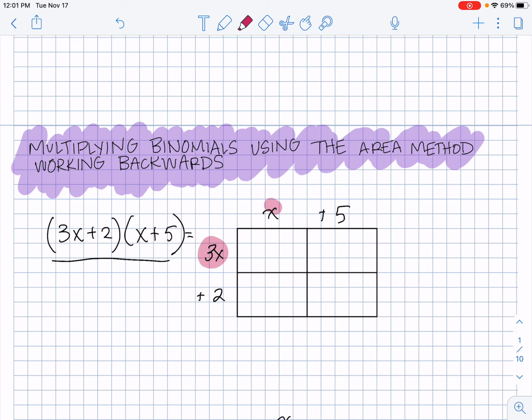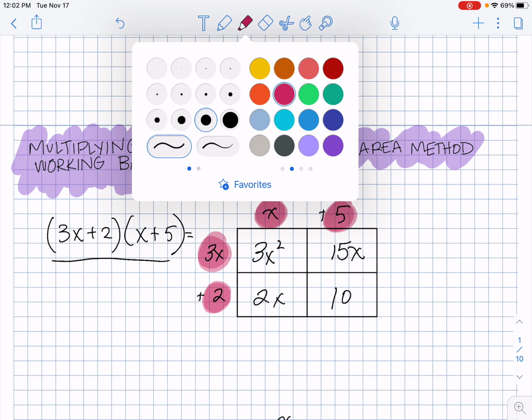So we're going to multiply the 3x and the x. That gives us 3x squared. We're going to multiply the 3x and the 5. That gives us 15x. Then we'll multiply the 2 and the x. That gives us 2x. And then we'll multiply the 2 and the 5, and we will get 10. And the idea being really that we have now multiplied everything in the first one by everything in the second one.